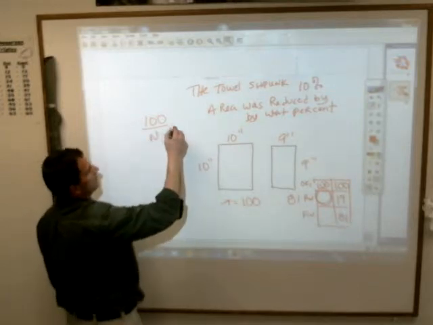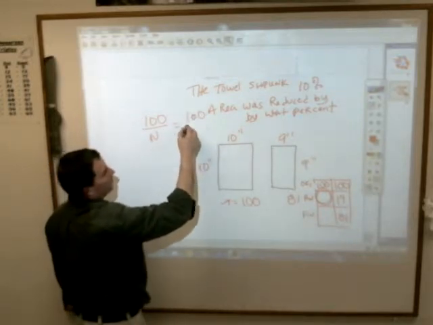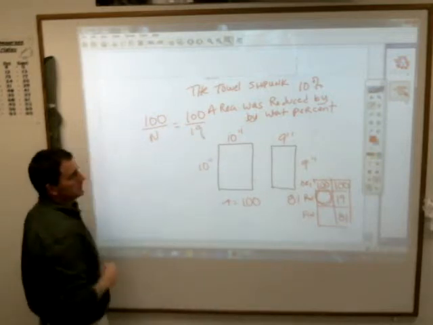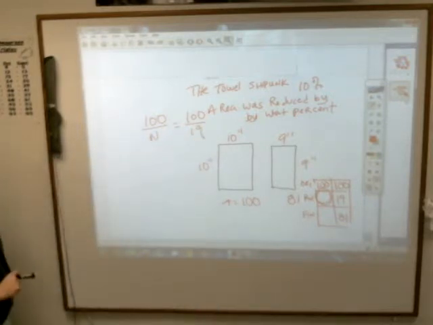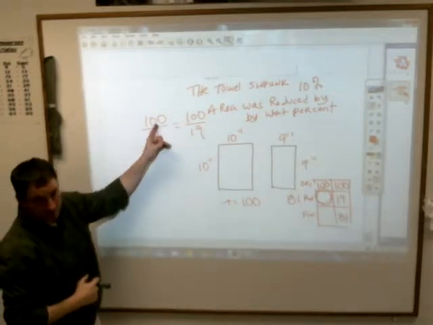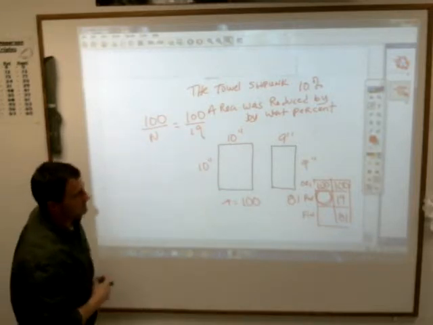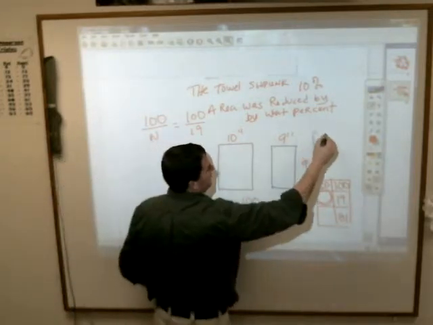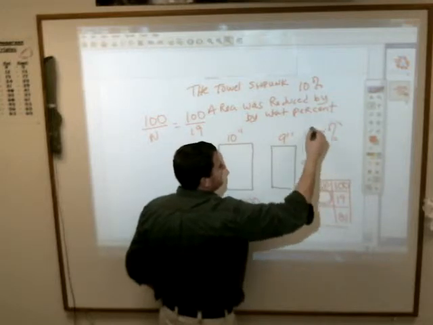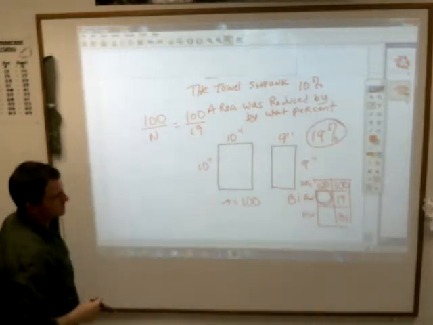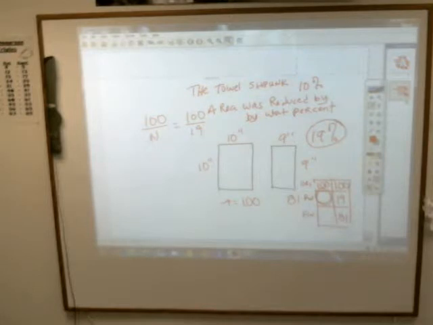100 over what number equals 100 over 19? 100 times what is 100? 1. So 19 times 1 is 19. So the answer is it was shrunk by 19%. The new area was 19% smaller than the other area. Isn't that exciting? Should we try one more?